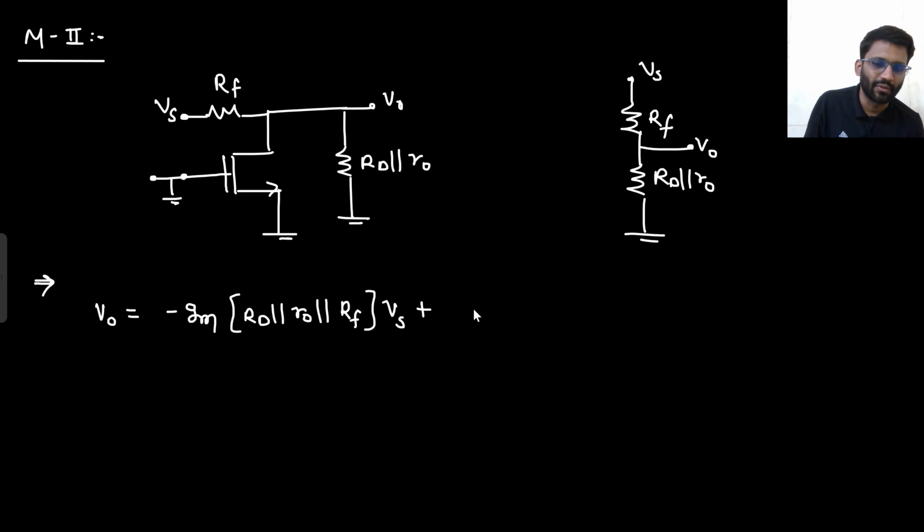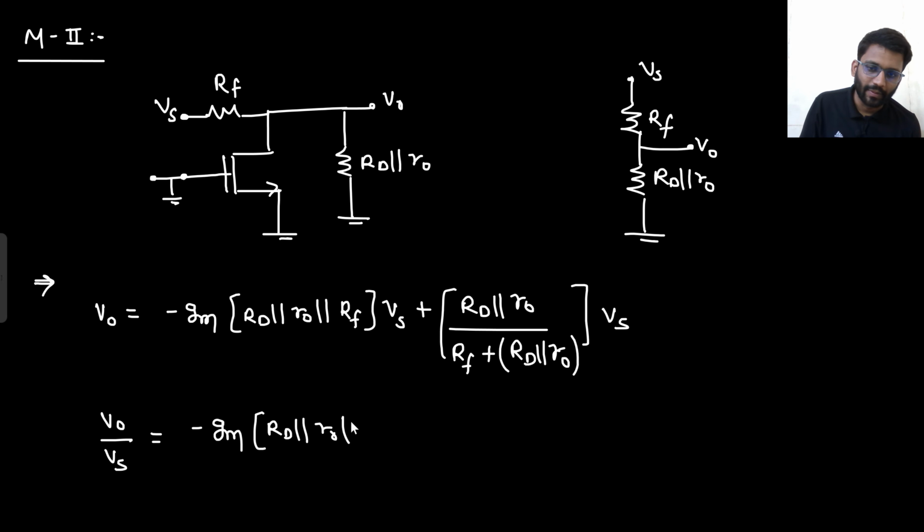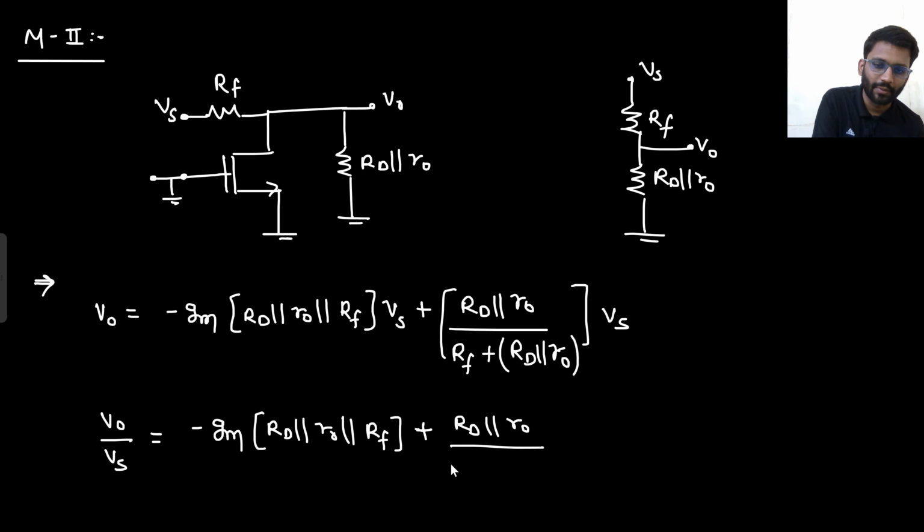So what will be your V0 now? V0 will be Rd parallel R0 upon Rf plus Rd parallel R0 into Vs. So what will be your V0 by Vs? That you can write down: minus Gm Rd parallel R0 parallel Rf plus Rd parallel R0 upon Rf plus Rd parallel R0. So that will be the gain.